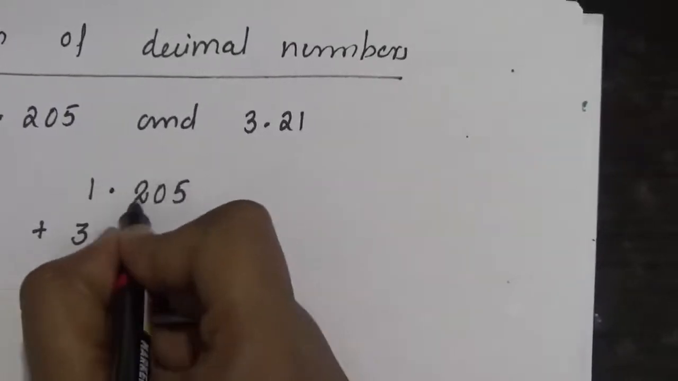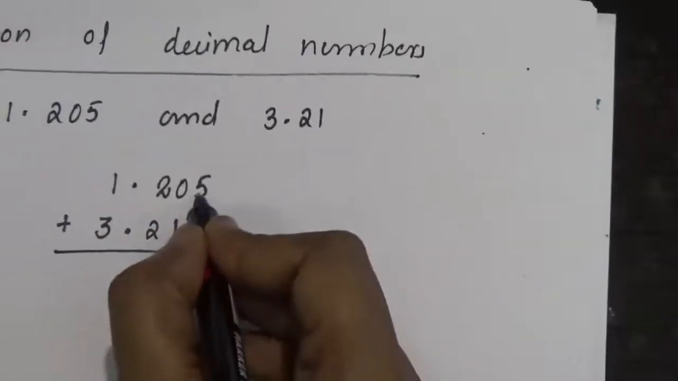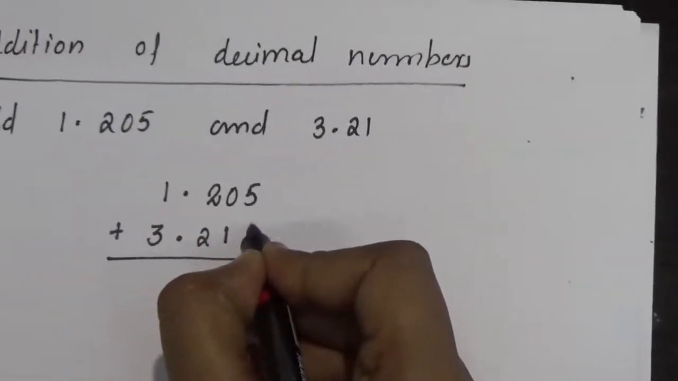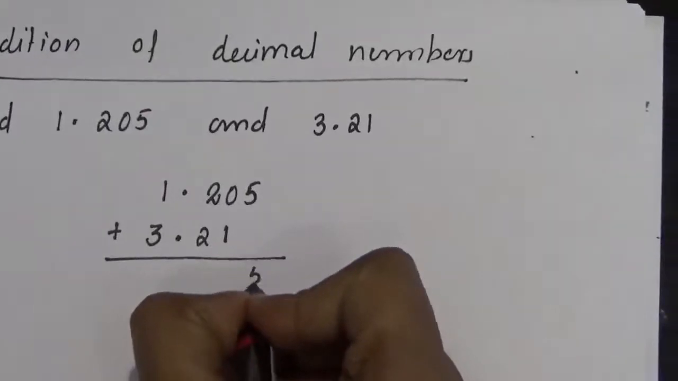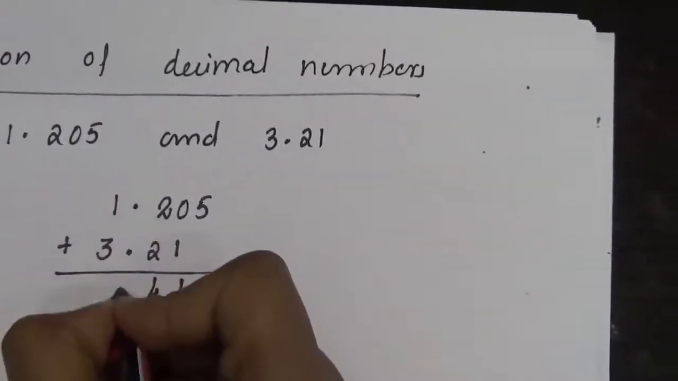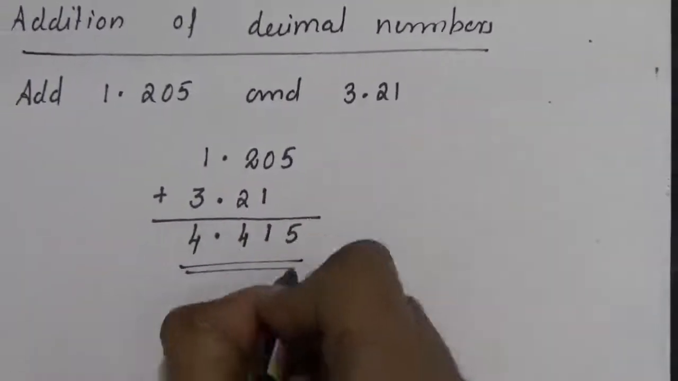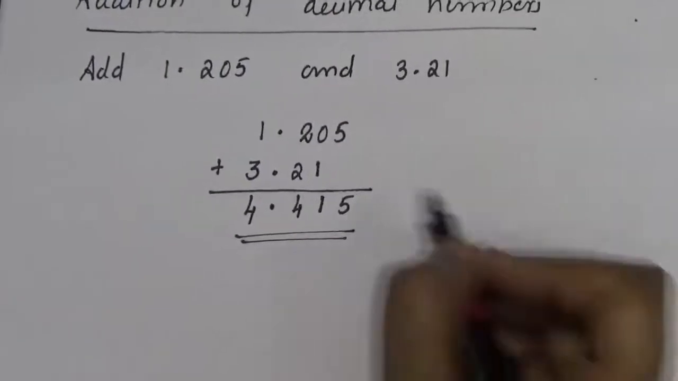So 2 1. Now you add the numbers. 5 plus, here nothing is there, means 0. So 5 plus 0 is 5. 0 plus 1 is 1. 2 plus 2 is 4. And put the point here also. 1 plus 3 is 4. So the answer is 4.415.